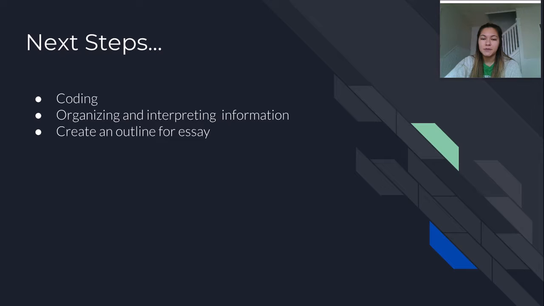So some next steps for me: I need to get a better grasp on coding. I did look up a couple of videos on YouTube on how to do it, but I need a better understanding at the moment. Then organizing and interpreting information. That is me getting my stuff together, making sure I understand all the information that I have, and then creating an outline so I can ultimately lay it all out and start my essay.